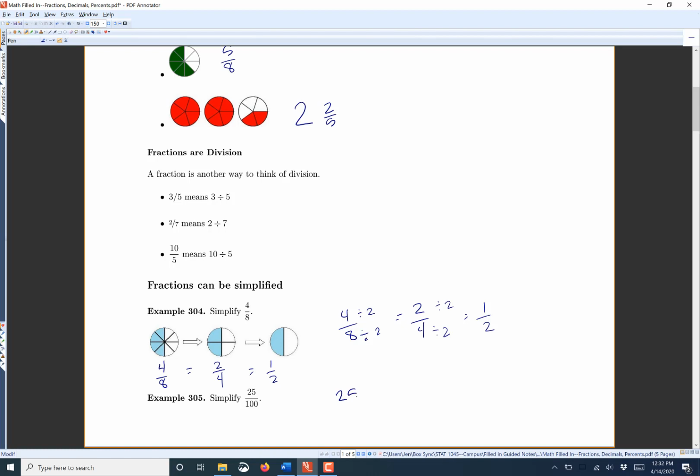My next one, for 25 out of 100, you could look at it and say, oh, I could divide both of those by 25. You might also just think of 5 though. So if you just did 5 first, 25 divided by 5 and 100 divided by 5, this would give me 5 out of 20. And if I divided both of those by 5 again, then I would get 1/4. So that's fractions.